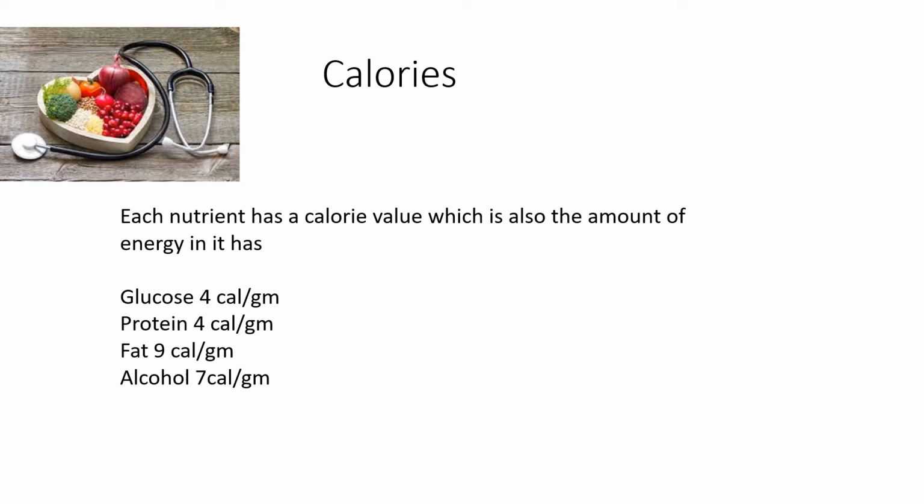So if you eat something that's higher in fat per gram weight, you're actually getting more calories. If you ate 30 grams of fat, you'd be getting double the calories of, say, 30 grams of a carbohydrate or protein.